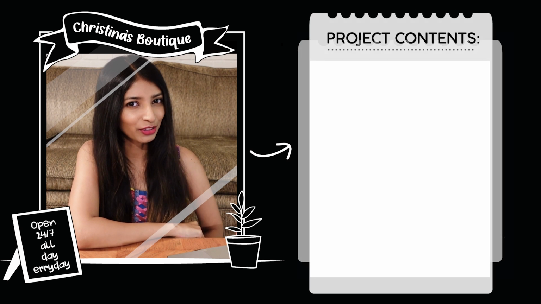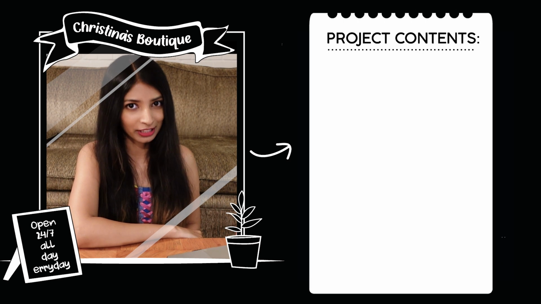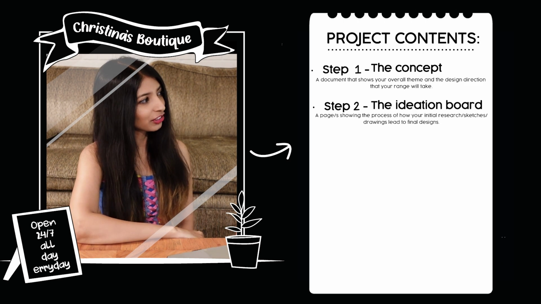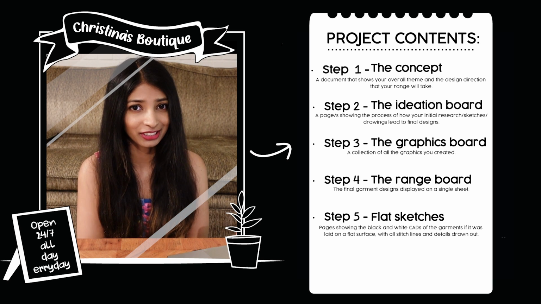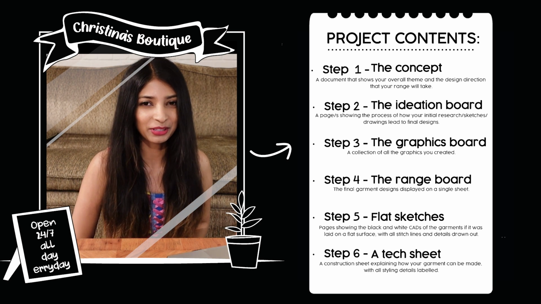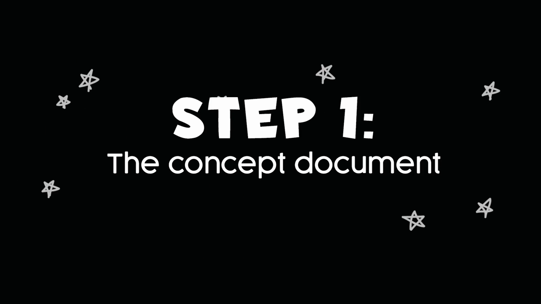And here are the contents of the portfolio project. We start with the concept document, the ideation board, the graphics board, a range board, flat sketches, and a tech pack. So let's head over to Adobe Illustrator and get started with step 1.